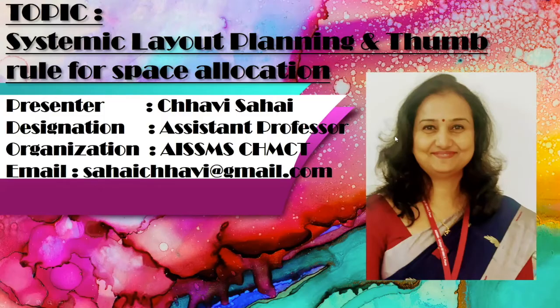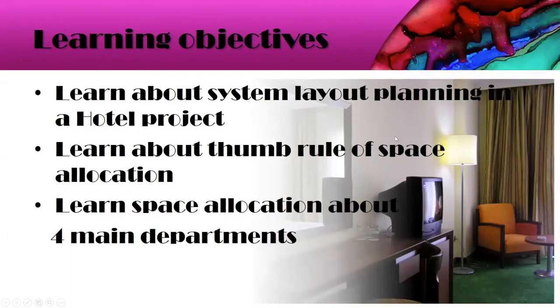The learning objectives of today's session are to learn about the systematic layout planning in a hotel project, and to learn about the thumb rule of space allocation, and specifically to learn about space allocation in four main departments, namely housekeeping, front office, food production, and F&B service.